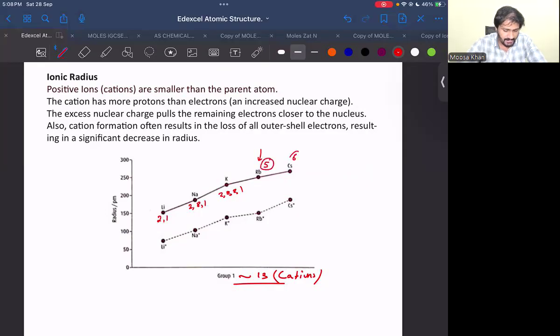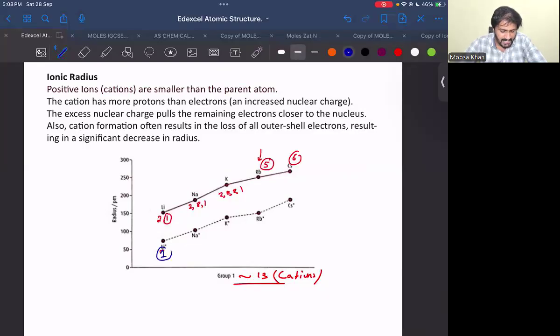Cesium must have 6 shells. If we make the lithium ion, then lithium ion is left with 1 shell only, because it's going to lose 1 of its electrons from the outer shell, so there are no electrons left in the outer shell. Sodium ion is left with 2 shells. Let me just write you the number of shells.